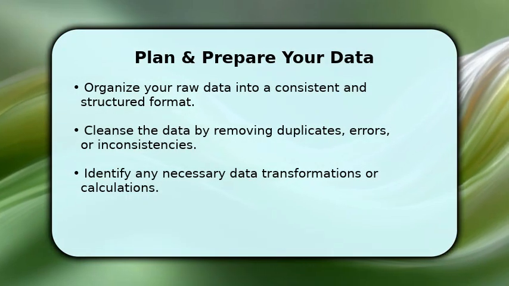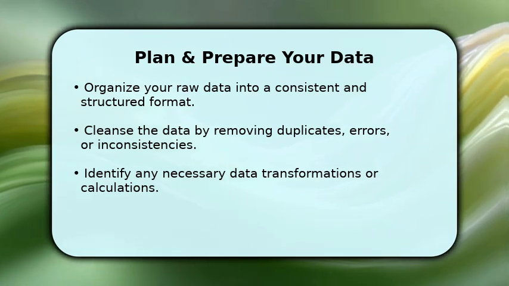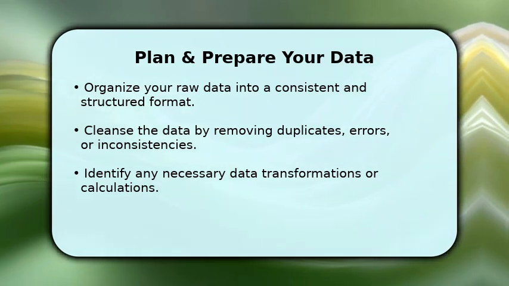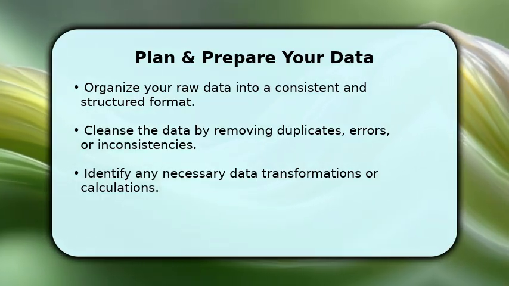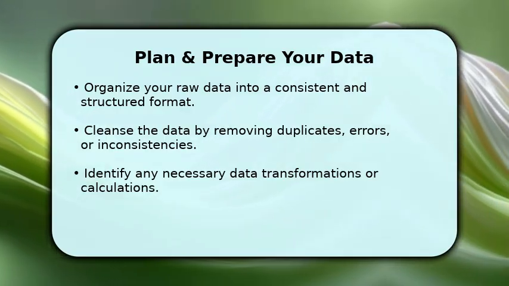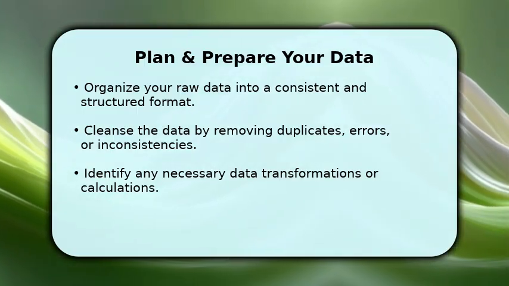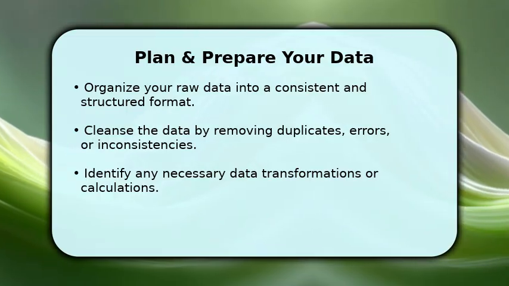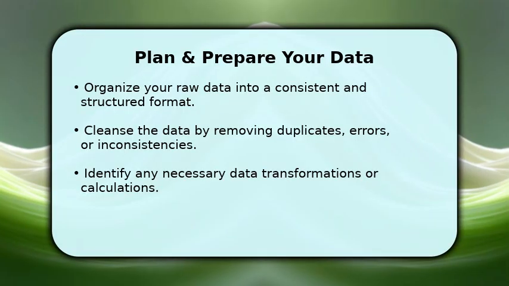Next, it's crucial to plan and prepare your data. Ensure your raw data is organized consistently, perhaps in a table with clear headers. Spend time cleansing it, removing any duplicate entries or correcting errors, which can save hours later. For instance, if you have 1,000 entries, even a 1% error rate means 10 issues to fix. This preparation ensures your macro works efficiently and accurately.